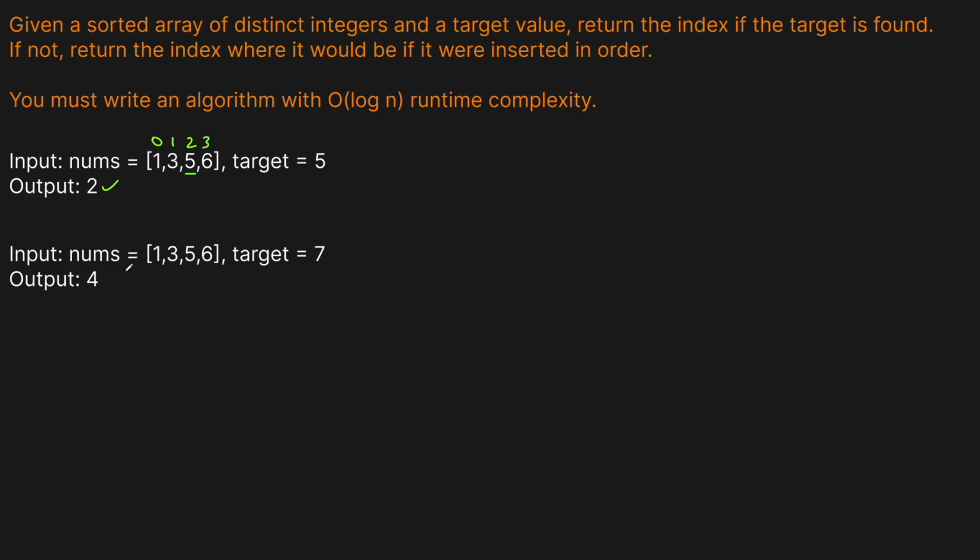Otherwise, in this example, where nums is 1, 3, 5, 6 again, and our target is 7, obviously we can see that 7 is not in this array. So if we were to insert it in the sorted order, it would go at the very end because 7 is the largest element out of these ones. And what index does that occur at? So 0, 1, 2, 3, 4. So that's how we got 4.